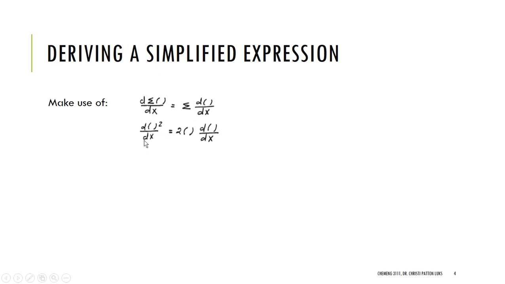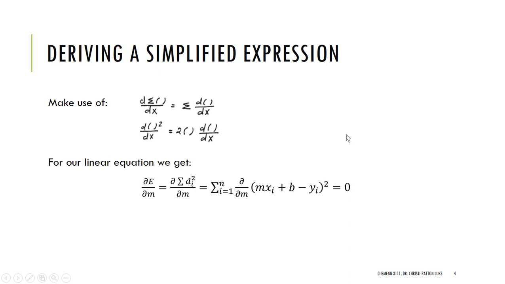And the second rule is the chain rule: for something squared, the derivative is 2 times that something times the derivative of that something. So if I do that for our little linear equation, then what I end up with is this. The derivative of the sum of the deviation squared with respect to parameter m first. We can take the derivative of each term, so 2 times (mx plus b minus y) times x. That's the derivative of this inside piece with respect to variable m. And I'm going to add this up for all n of my terms.